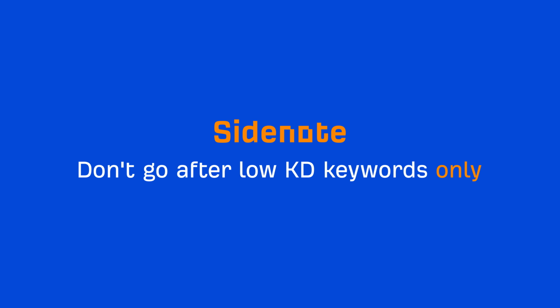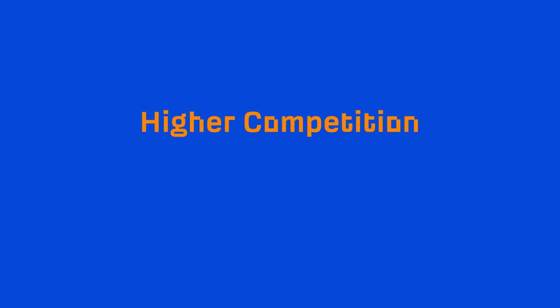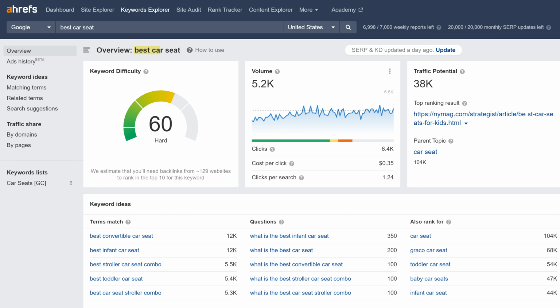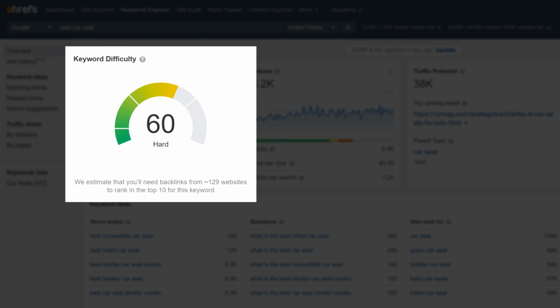You shouldn't just go after keywords with low keyword difficulty scores. Higher competition often indicates that there's more popularity and/or commerciality to a topic. For example, the query best car seat is significantly more competitive than the ones we were looking at.